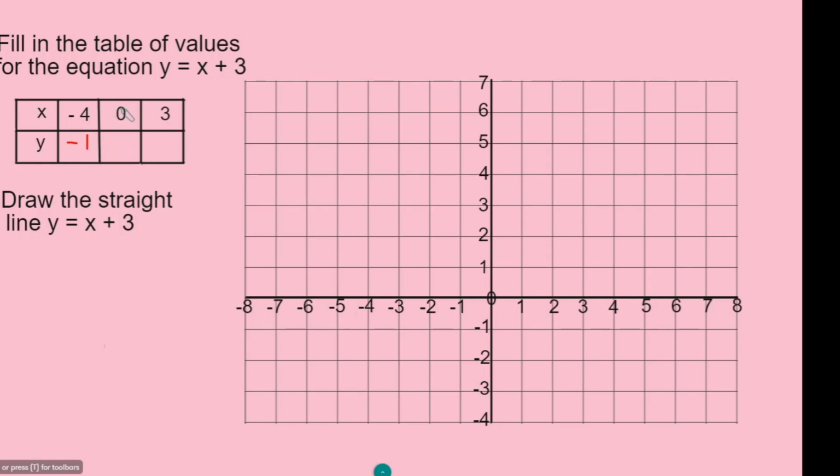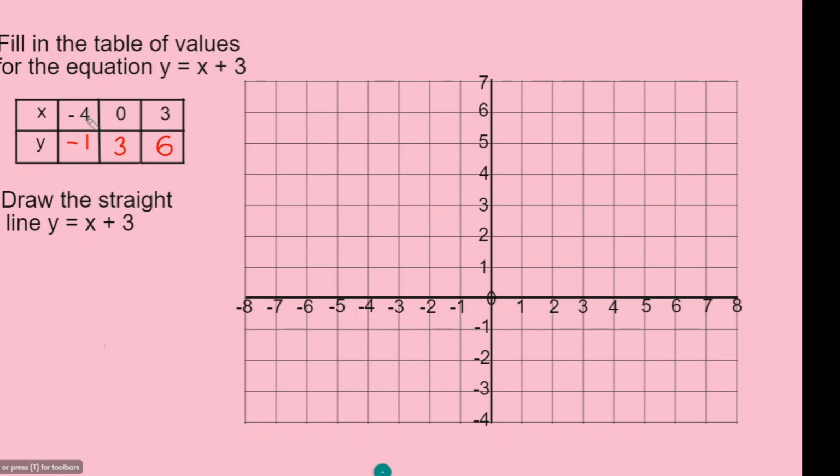Next, when x is 0, y becomes 0 add 3, that will give you 3. Next, when x is 3, y becomes 3 add 3, 6. So the table is now filled and completed. We go for the second question. We need to draw the straight line y equals x plus 3 onto this graph.